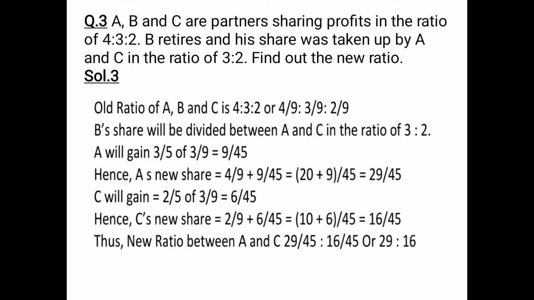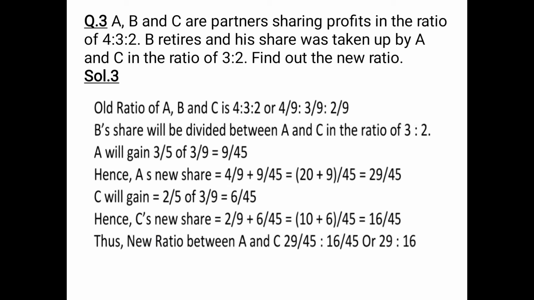So that will be the gaining share, and then we will put the values in the formula, that is old share plus gaining share, then we will get the new share. As you can see, old ratio of A, B and C is 4:3:2, or we can say 4/9, 3/9 and 2/9. So B's share will be divided between A and C in the ratio of 3:2. A will gain 3/5 of 3/9, which comes to 9/45. So 9/45 will be the gaining share of A.